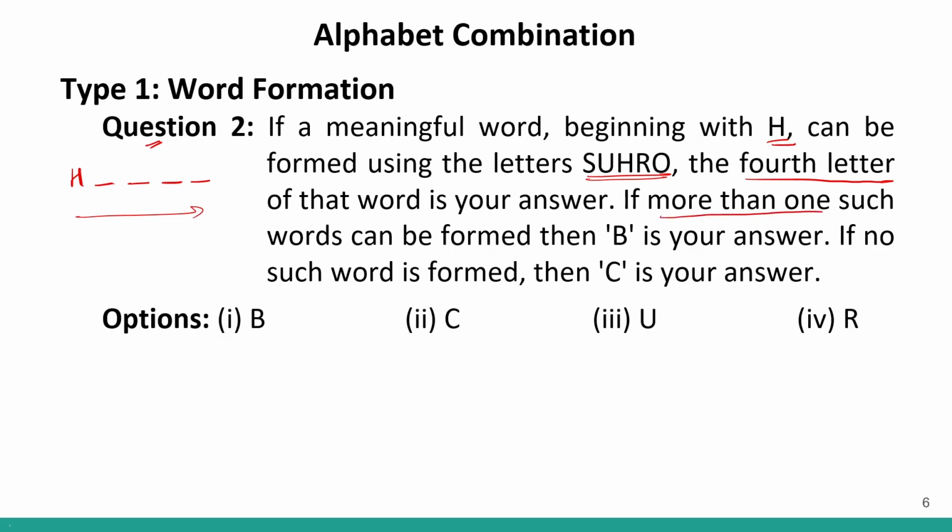If we can form more than one such word, then B will be the answer. And if no such word is formed, then C is the answer. So if more than one is formed, B is the answer. If no such word is formed, then C is the answer. So one word I can form is HOURS. HOURS is a word that I can form using these letters. So I have to look at the fourth letter, 1, 2, 3, 4. The fourth letter will be R. So the answer will be option number 4, R.